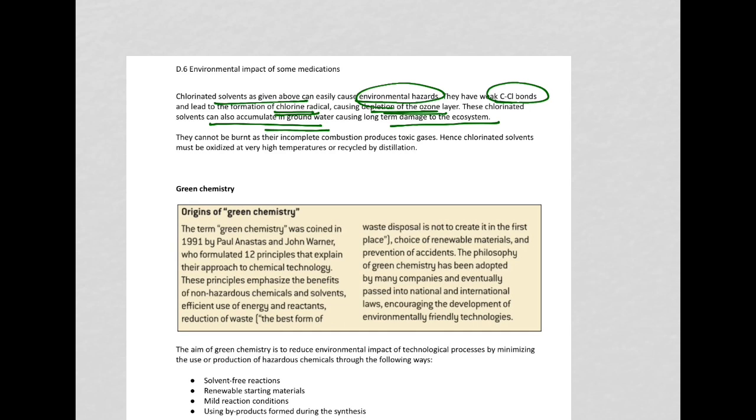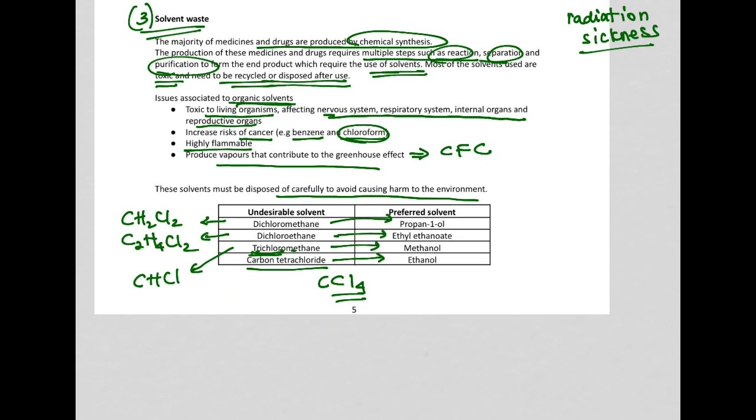They cannot be burned as the incomplete combustion produces toxic gases. Therefore, chlorinated solvents must be oxidized at high temperatures or recycled by distillation. Hence, it's better that we avoid the use of these solvents. Therefore, we use these preferred solvents that do not have chlorine in them.